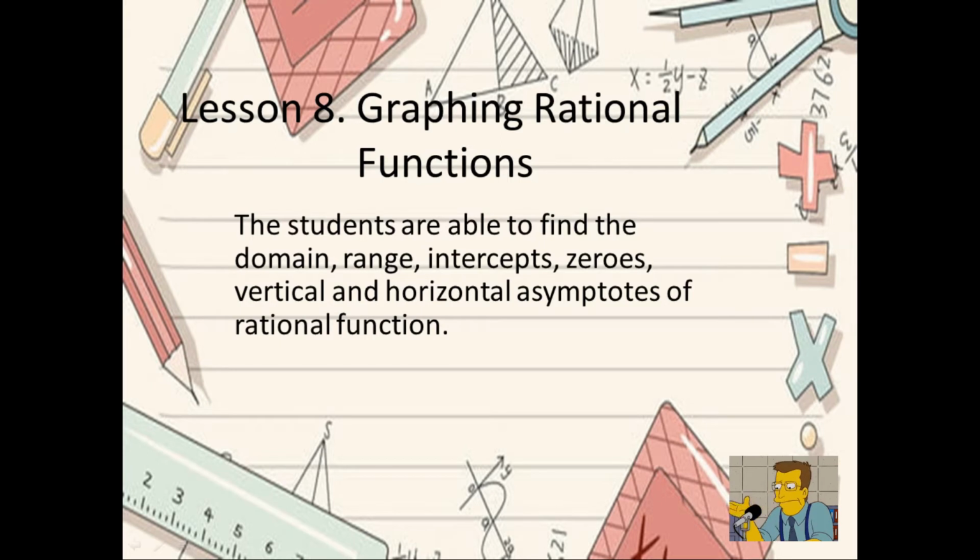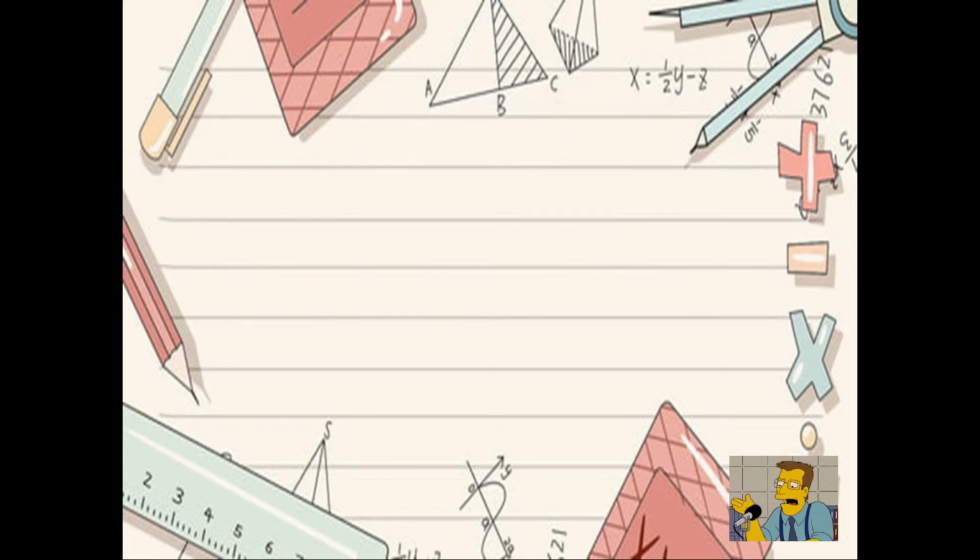Okay, after this discussion, the students can draw a graph of a rational function if he or she knows how to find the domain, the range, intercepts, zeros, vertical and horizontal asymptotes of the function.